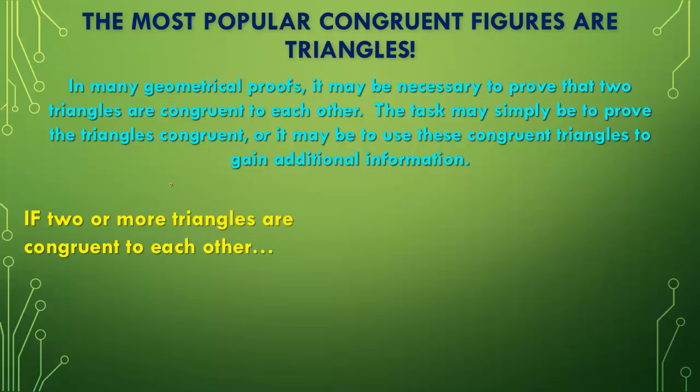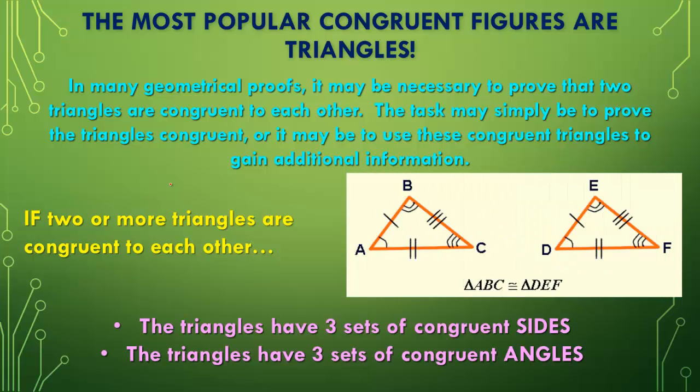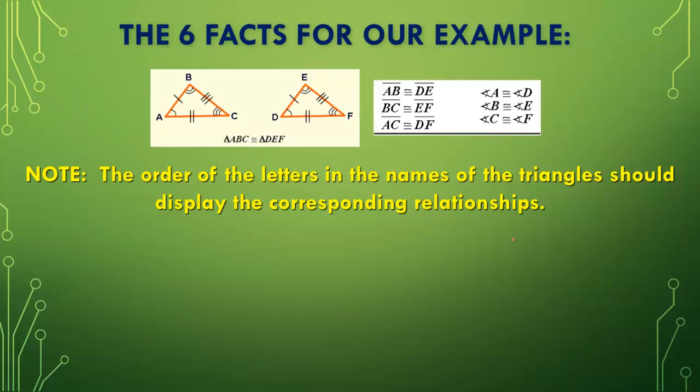All right, so if two or more triangles are congruent to each other, the triangles have three sets of congruent sides, as you can see here. So AC and DF are congruent, AB and DE are congruent, and BC and EF are congruent. And their angles are also congruent. So A and D, B and E, and C and F, all congruent. All right, so we've got those 6 facts.